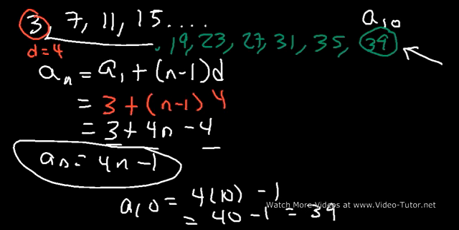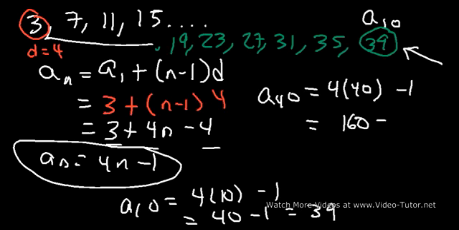So if we want to find, let's say, the 40th term, just plug in 40 for n. So 4 times 40 minus 1. 4 times 40 is 160, and 160 minus 1 is 159.